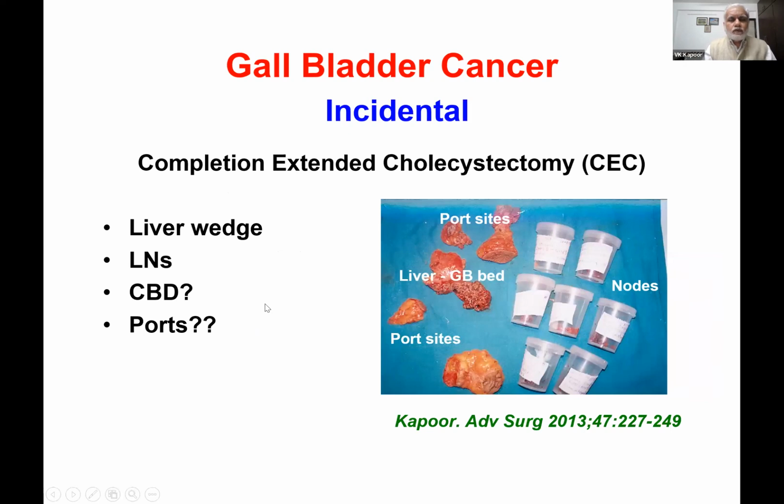Before I finish, two more aspects. One is incidental gallbladder cancer, which is detected for the first time by the pathologist. Most of these patients, after, of course, the same evaluation, which means ultrasound, chest X-ray, CT scan, PET scan, and staging laparoscopy, would require what is called a completion extended cholecystectomy, where we remove the liver wedge and lymph nodes, same as we do in an extended chole. The resection of the CBD and port site are very debatable and controversial issues.